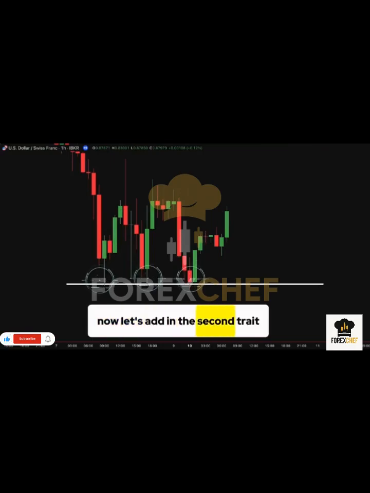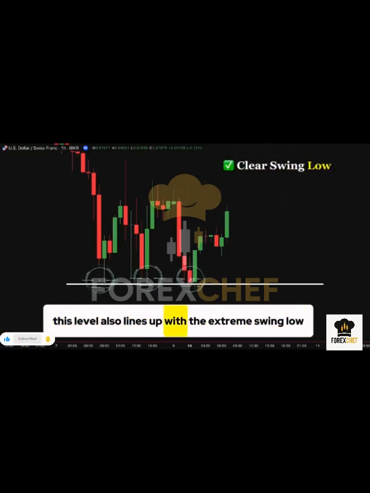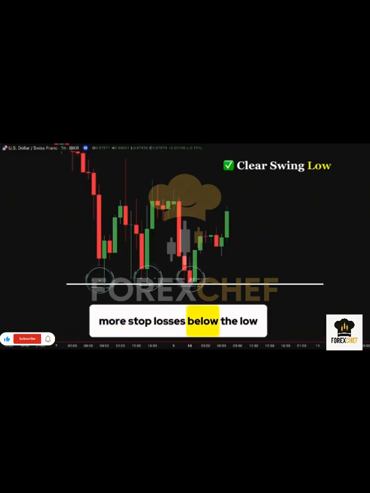Now let's add in the second trait. This level also lines up with the extreme swing low. It's the lowest point on the chart in recent time. That makes it even more attractive for retail buyers expecting another bounce. What does that mean for us? More stop losses below the low, more limit buys in the zone. In short, a perfect liquidity trap.